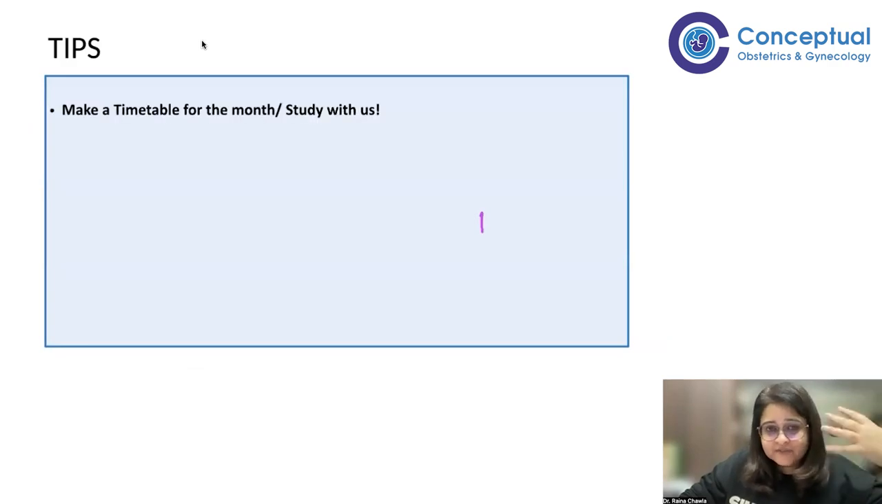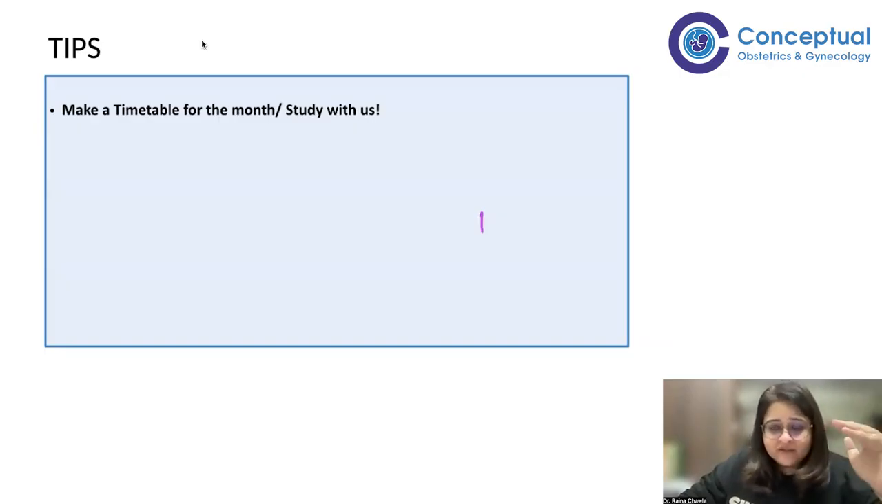So now some tips. Now that you're in residency, what should you do? Make a timetable. Try to make a timetable for the month, because most of the places you will know where you're posted. You'll get your postings. We used to get our postings for six months. So every 6 months you know where you are.